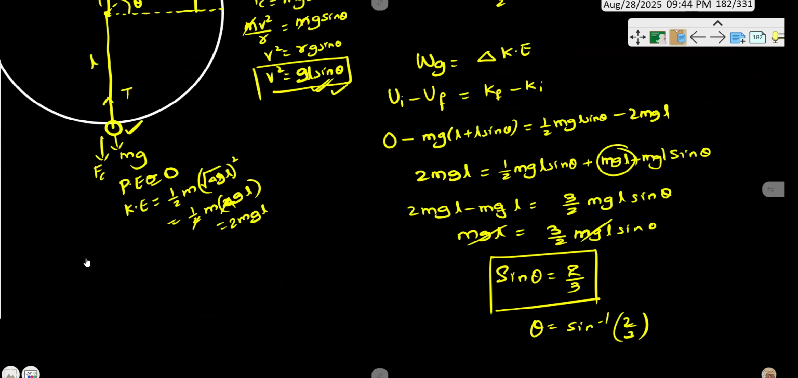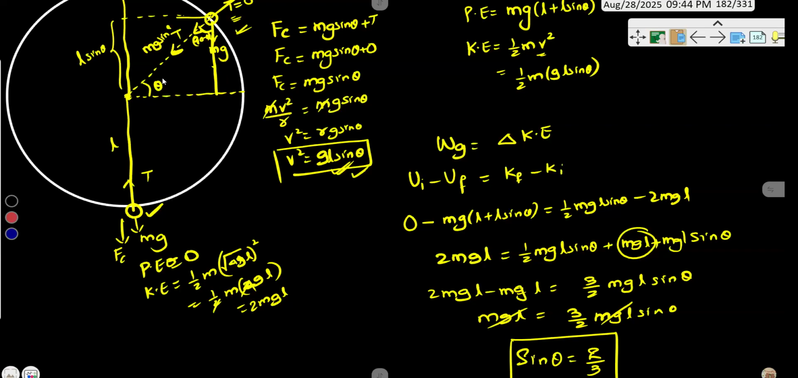Theta is equal to sine inverse of 2 by 3. This is the theta, this one. This one is sine inverse of 2 by 3. Okay, I hope you understood this. So that is angle theta.